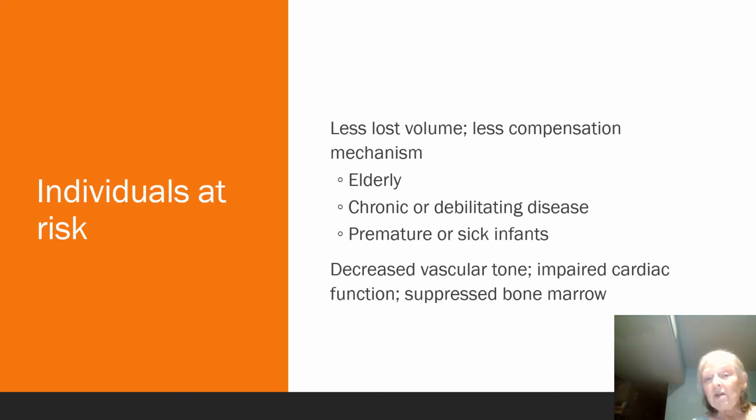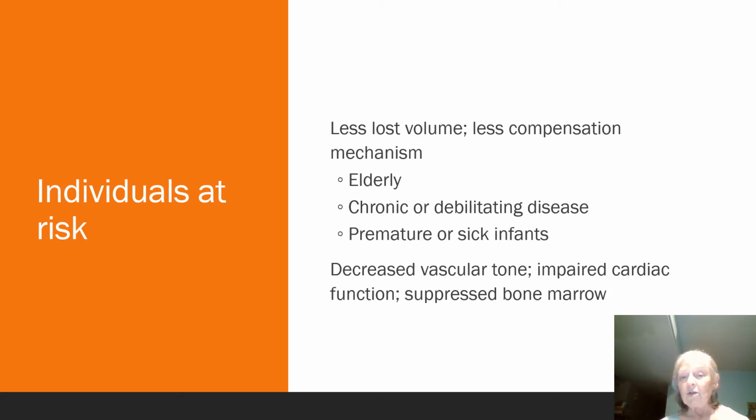So who's most at risk? And I'm going to tell you, most all of these are people of age, okay? In this case, elderly folks. We don't have quite the compensation mechanism as a young person does. And so unfortunately, that sort of leaves us in a pretty bad way. Chronic or debilitating diseases, this includes AIDS and cancer, different things like that. People who have bone marrow suppression, okay, will have problems with it too. And then unfortunately, your premature or sick infants, there's not much sometimes you can do about them. You just hope for the best and try to take care of them as best you can.